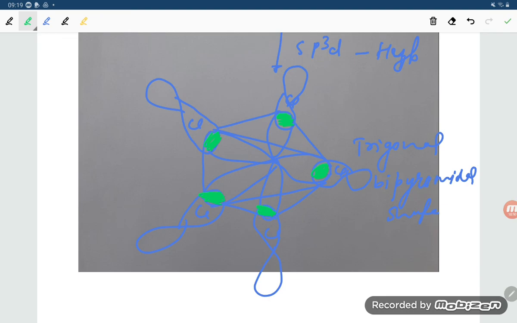So this is all about hybridization, student, that you should keep in mind for the exam.